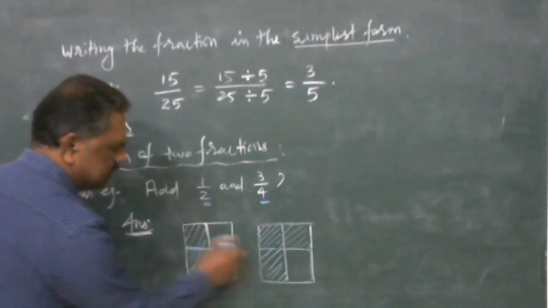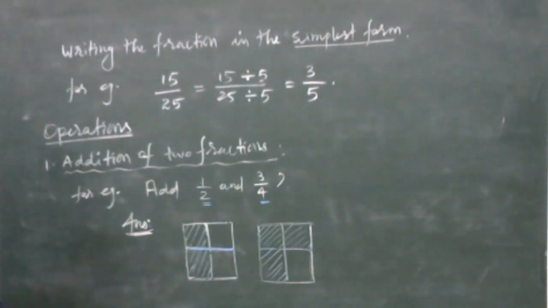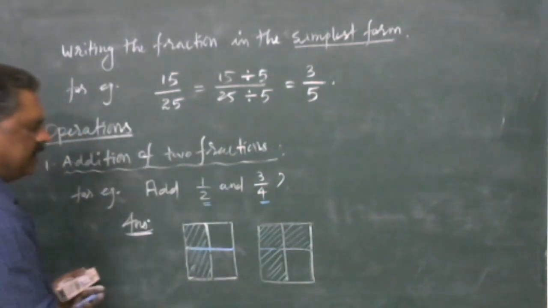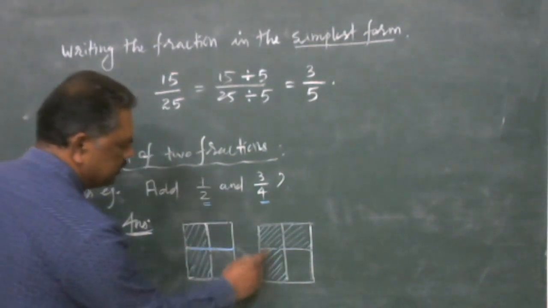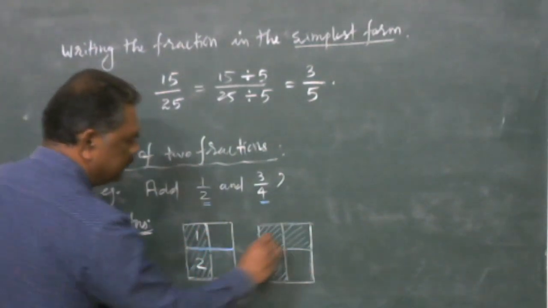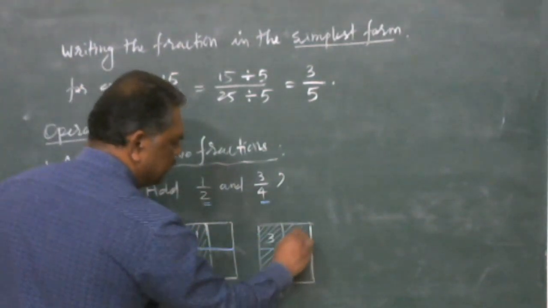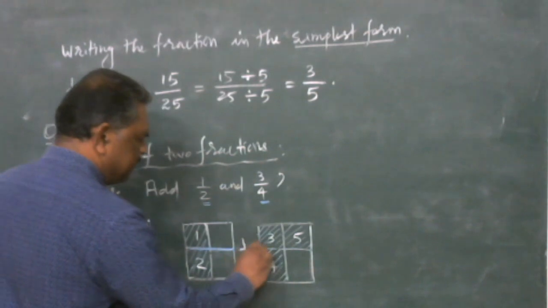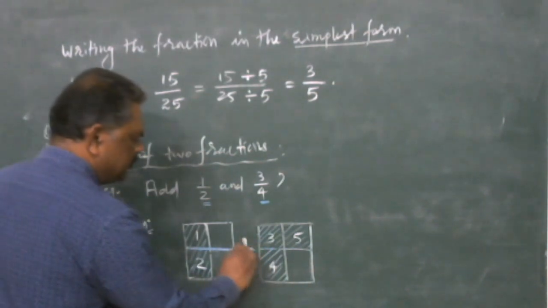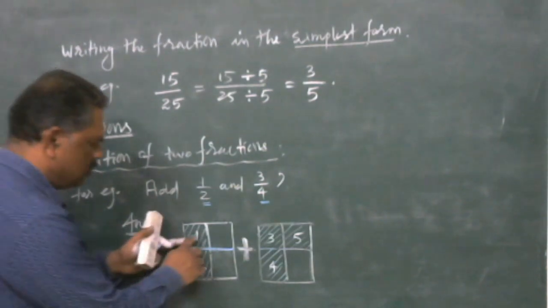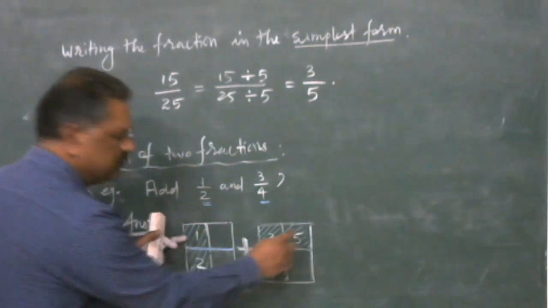So now the parts are equal. So we can combine it. Now if you combine it, how many parts will be there? 1, 2, 3, 4, 5. You can count also because parts are equal. So 5 parts are colored. Clear? If you combine these two things, put together, adding means put together, combine the parts, 1, 2, 3, 4, 5 pieces are there.